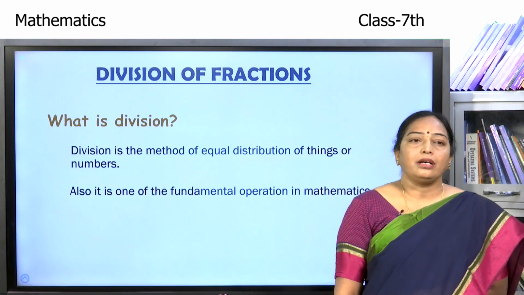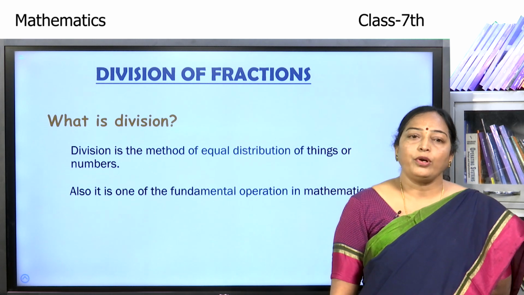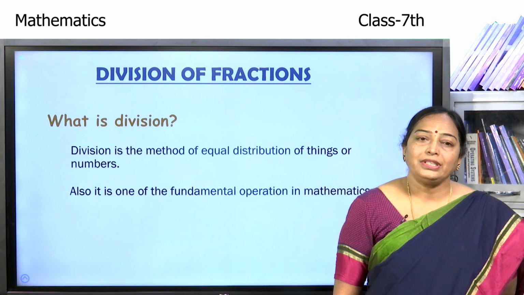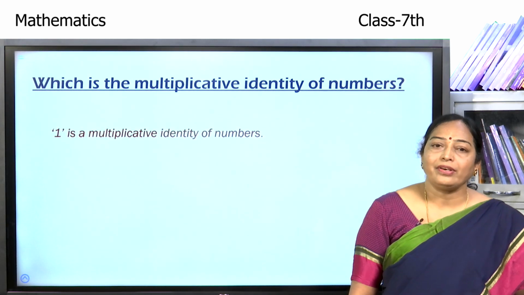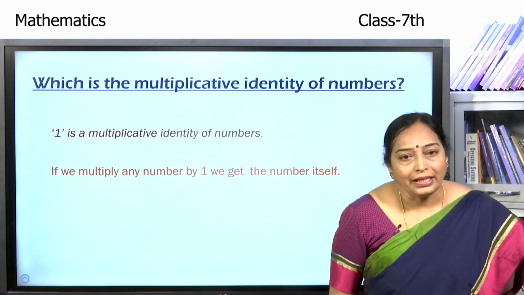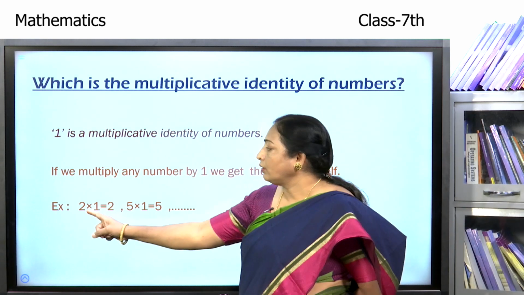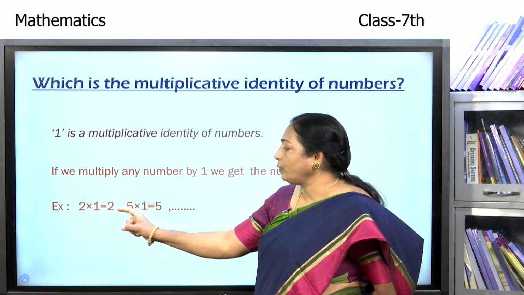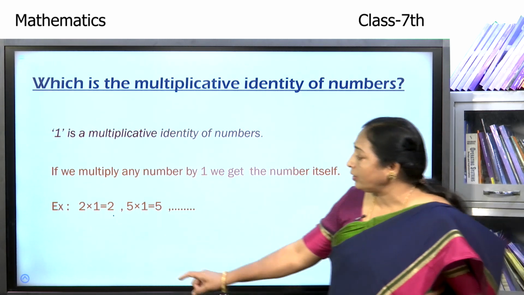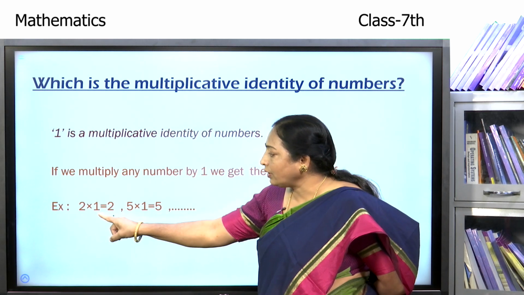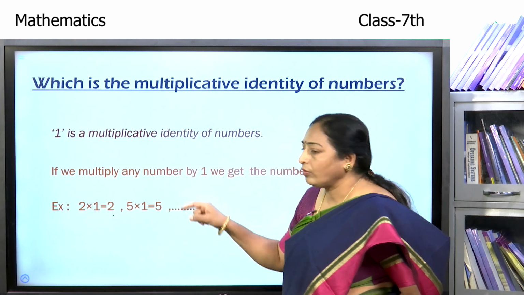Children, we already learnt multiplication and division of integers. Do you know about the multiplicative identity of the numbers? Which is the multiplicative identity? 1. 1 is the multiplicative identity of numbers. If you multiply any number by 1, we get the number itself. For example, 2 multiplied by 1 is 2, and 5 multiplied by 1 is 5.